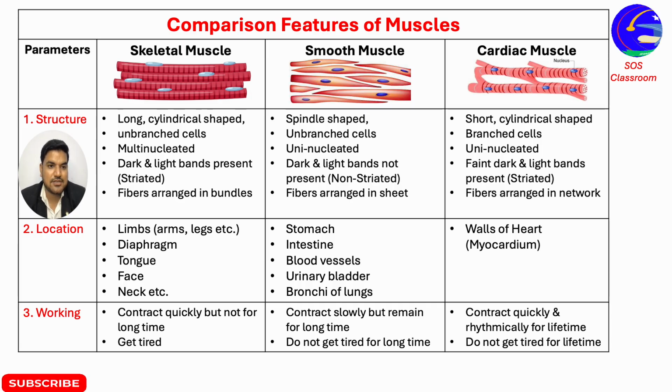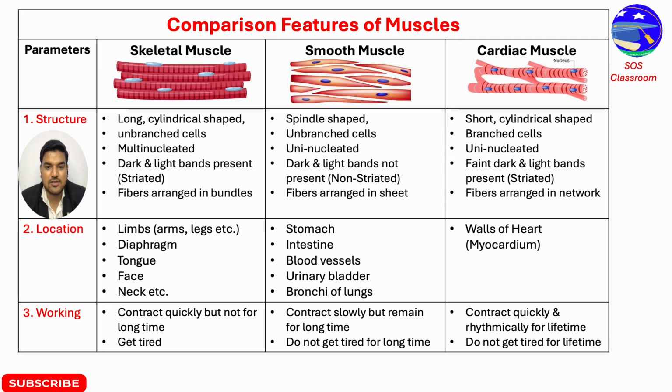Next is the working capacity. Skeletal muscles contract quickly but not for a long time. Means skeletal muscles function quickly but not for a long time, and get tired easily. But smooth muscles contract slowly but remain contracted for a long time. You can see contraction in the stomach, intestine, and blood vessels for a long period of time, and they do not get tired for a long time.